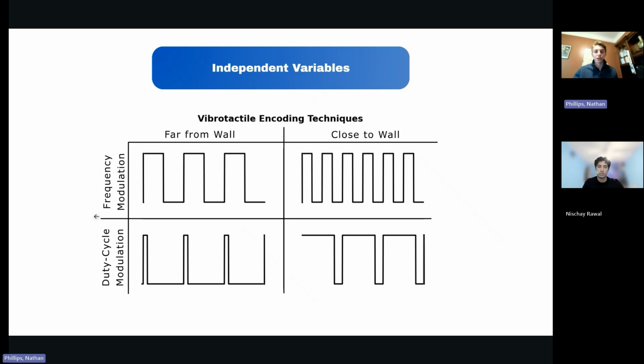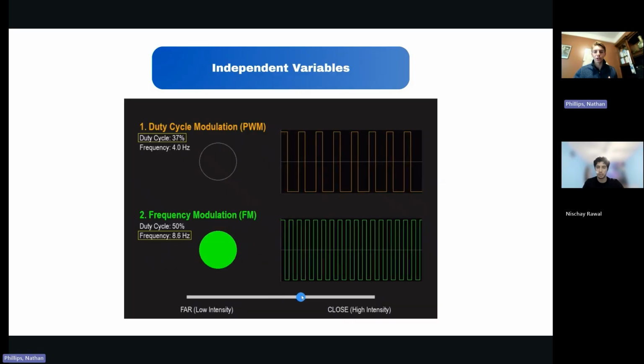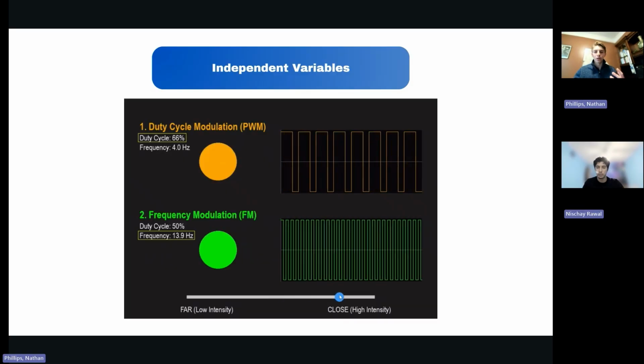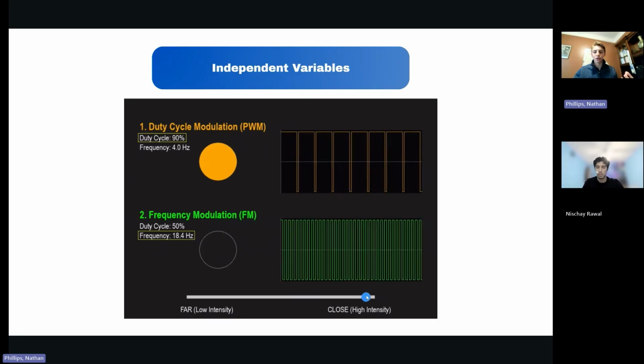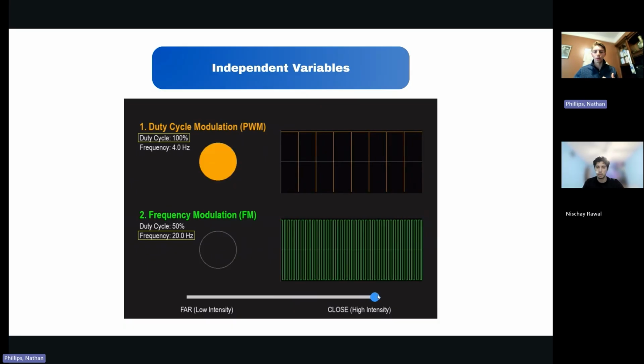In our frequency condition, when you're moving towards the wall, the pulses will increase in frequency, but will retain the same duty cycle, let's say 50%. Whereas in the duty cycle modulation, the frequency of the pulses will stay the same, but the percentage of time that they are on for will increase. And here you can see a visualization of how those two conditions are changing as the user is getting closer to the wall.